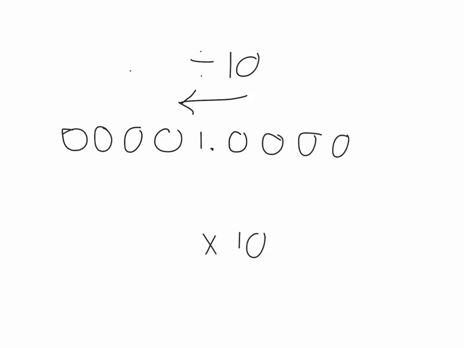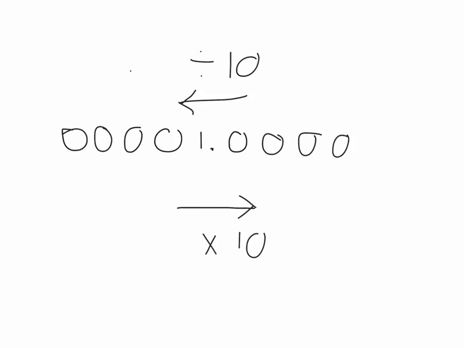Because if you think about it, if you divide something up, it makes that number smaller. So that's why when you're dividing by 10, 100, or 1000, it always goes to the left, because when the decimal point moves to the left, the number gets smaller. And when you're multiplying by 10, the decimal point goes to the right because the number gets bigger. So let's take a look.